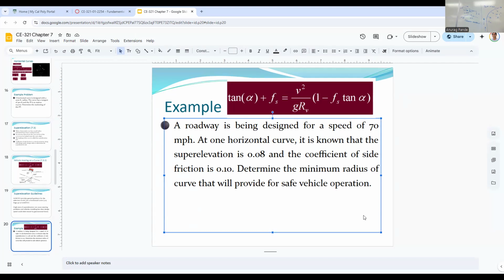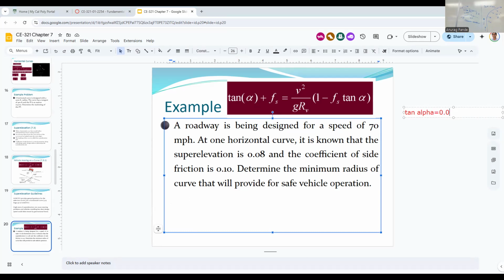This formula determines what force you need. It doesn't account for units, so you have to put everything in the same units for it to work. Tangent alpha, I told you, is the super elevation. So let's go through this equation and see if we know everything in it, or if there are some things we don't know yet. Do I know tangent alpha? What is that?